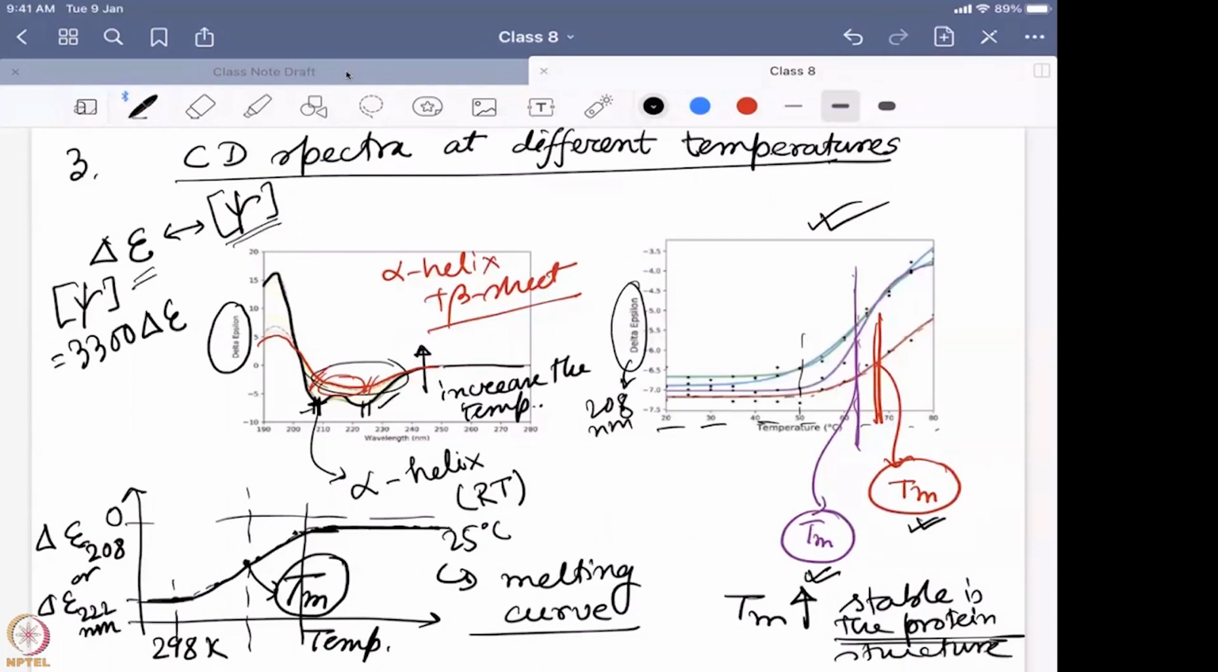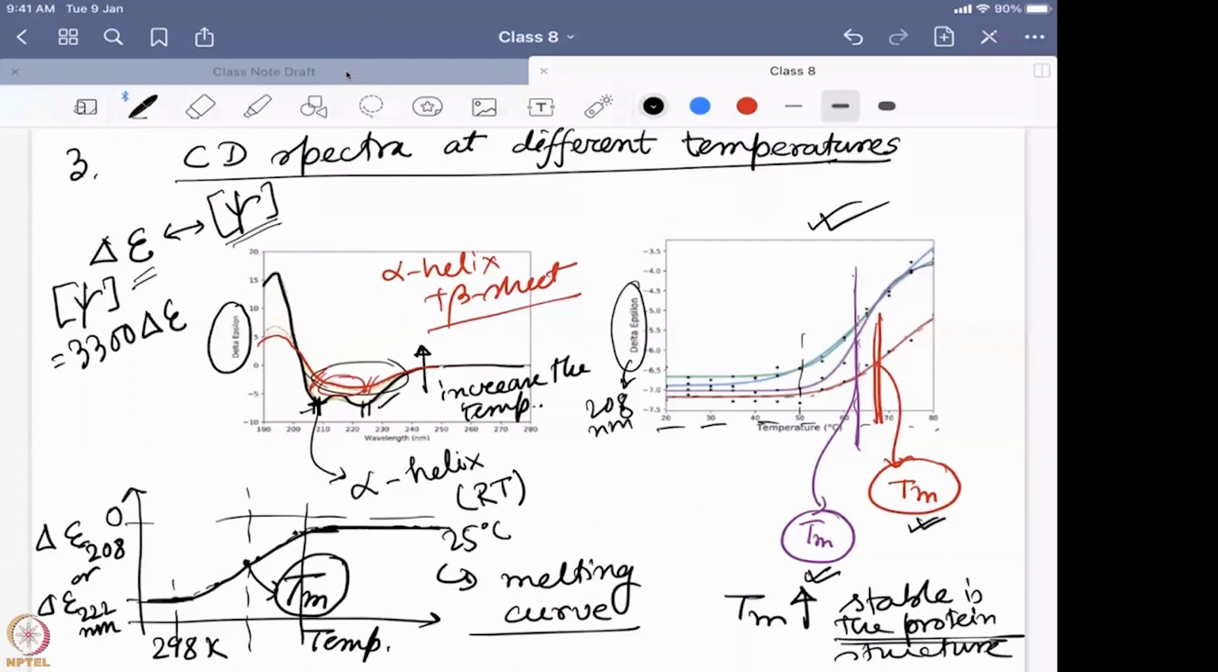And that we can do it very easily by using a CD melting curve. What we have to do, first record the CD, find out some signature that you want to follow. At that particular point, you are going to measure what is the absolute value of the delta epsilon or the molar ellipticity, and then measure at the different temperature, plot that value with temperature versus delta epsilon or molar ellipticity, and find out what is the trend.